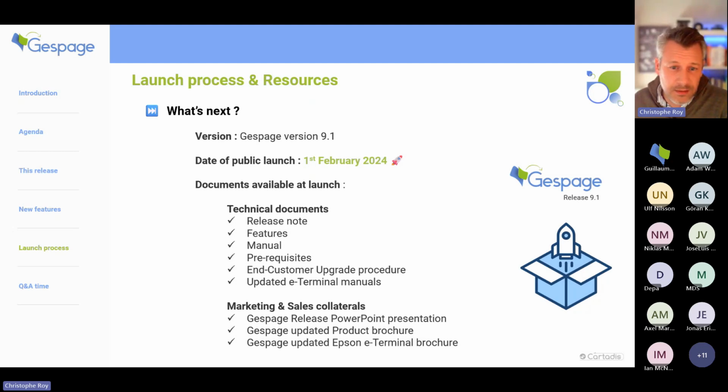So you'll find the release notes, you'll find features, the manual, the prerequisites, the end customer upgrade procedure if you want to move your customers with an old version to this one, updated e-terminal manuals, and from a marketing and sales collaterals perspective, this presentation is going to be turned into a PowerPoint presentation for your sales teams. You'll have a new updated product brochure of Gespage, and the brochure of the Epson e-terminal is going to be updated as well.